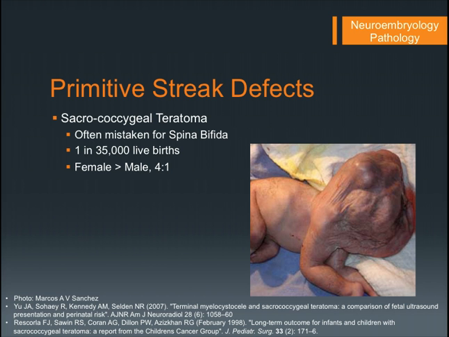On to primitive streak defects. The primitive streak normally regresses towards the caudal end. If that fails to completely disappear, you get what's known as a sacrococcygeal teratoma, which, as the name suggests, affects the pelvis. It's often mistaken for spina bifida as a large swelling in the pelvis on the posterior aspect. However, as a teratoma, it's got all those germ layers, it's got limited potential.